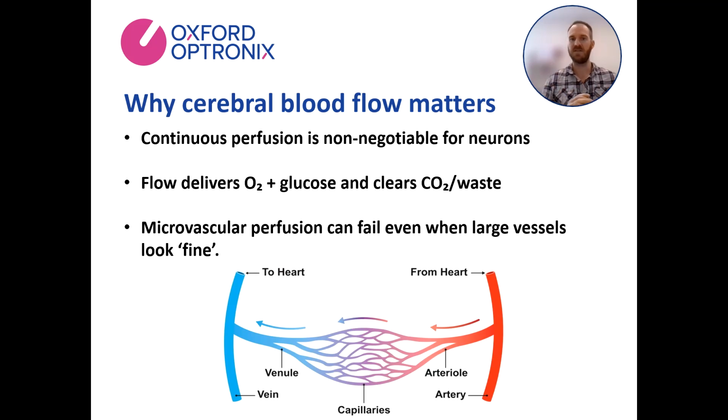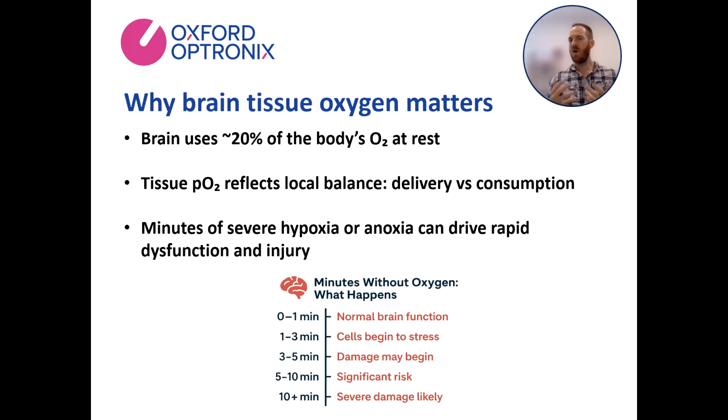Okay, so now that flow's on the table, let's talk about oxygen, because that's the tissue level reality check. So what does tissue oxygen add? Even at rest, the brain uses a disproportionate amount of the body's oxygen, and it does not tolerate interruptions well. Tissue PO₂ is useful because it reflects the local balance between delivery and consumption right where the biology is happening.